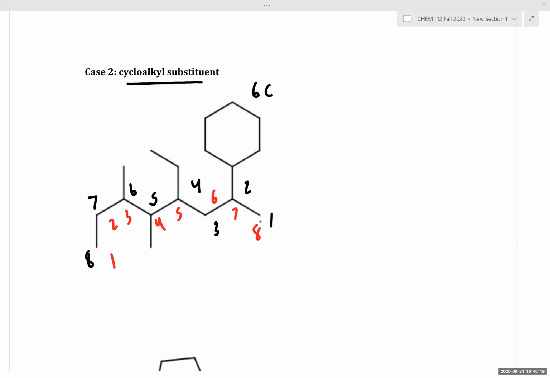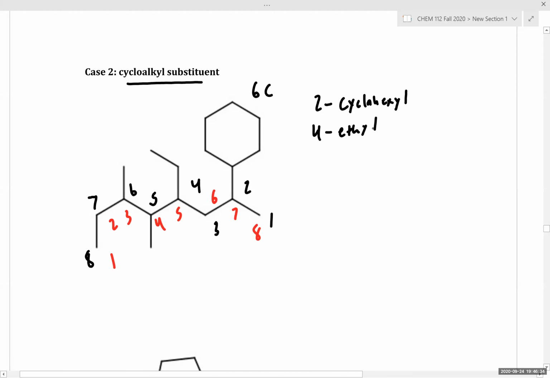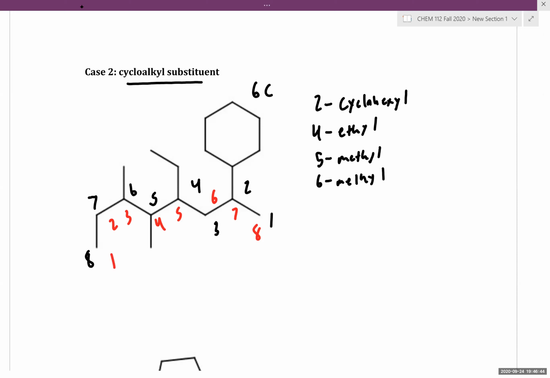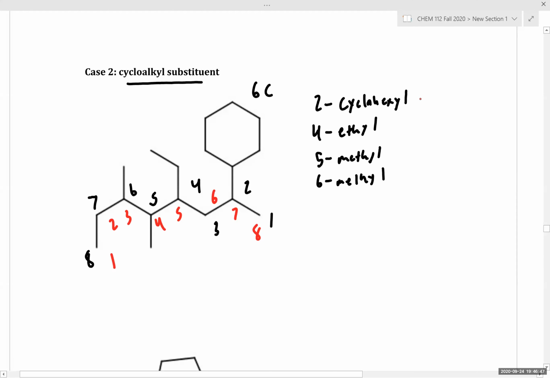In this case, we name our cycloalkyl chain as a normal substituent. So we have 2-cyclohexyl, 4-ethyl, 5-methyl, 6-methyl. I'm just doing my basic count of each substituent right now. Let's look at our numbering method in red. We have 3-methyl, 4-methyl, 5-ethyl, 7-cyclohexyl.